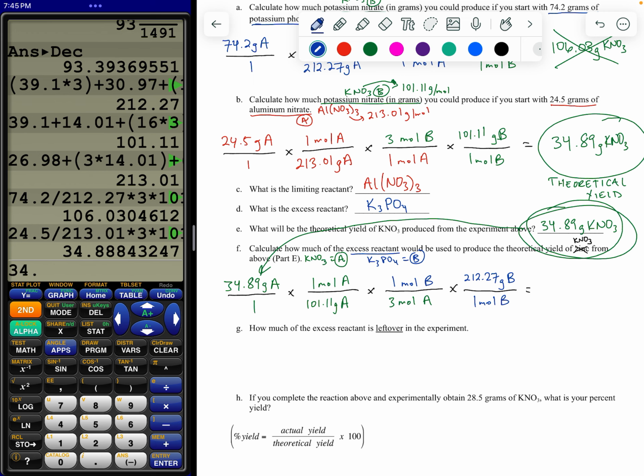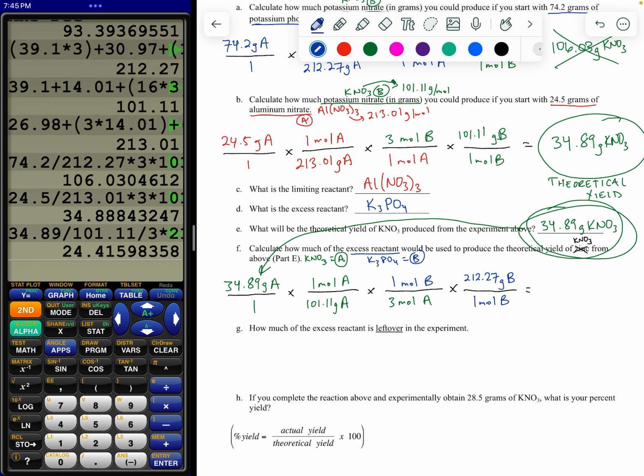So 34.89 divided by the 101.11 divided by 3 times 212.27. We get about 24.42. So 24.42 grams of potassium phosphate. This is how much was used. So this is the excess reactant.